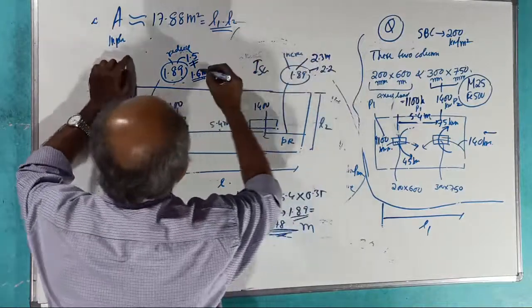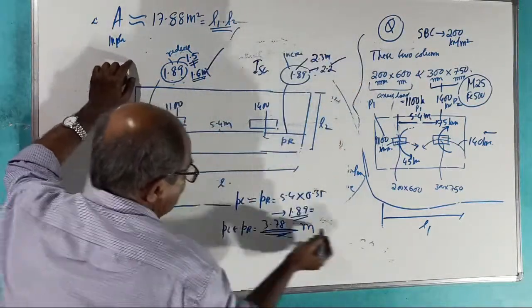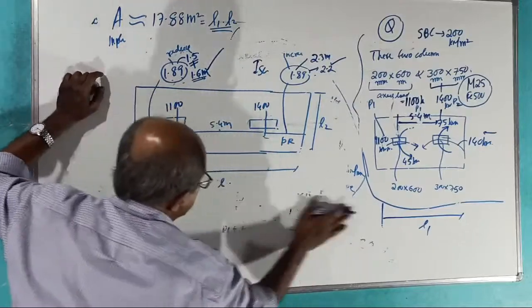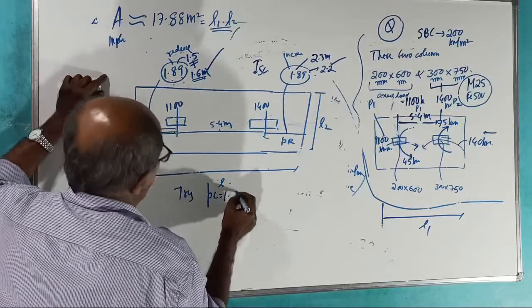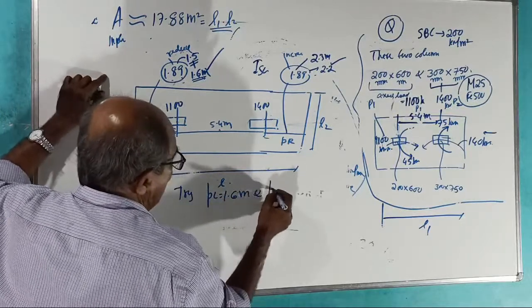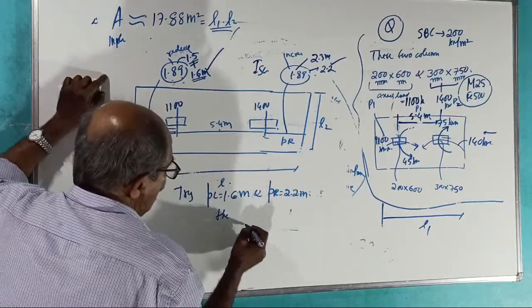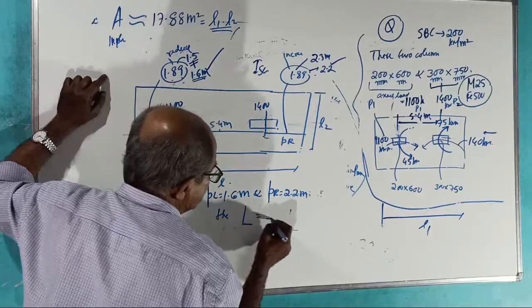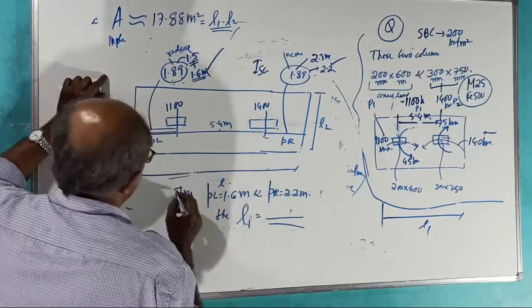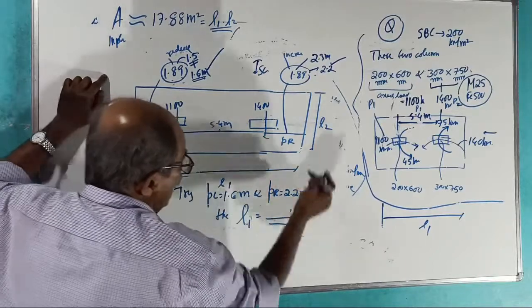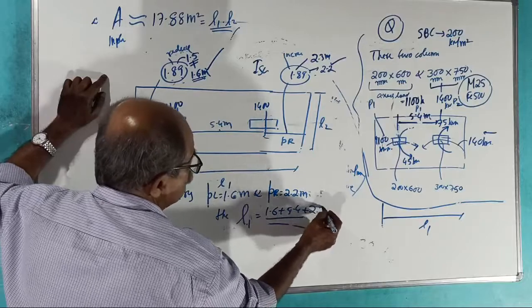2.2 meter. Okay, I will take 1.6 and 2.2. So, write all these. I will finally take this one. Let us try PL equal to 1.6 meter and PR equal to 2.2 meter. Then, what is the total length of footing, L1? Tell me, full length L1, how much? This is L1. Then full length L1 is 1.6 plus 5.4 plus 2.2.